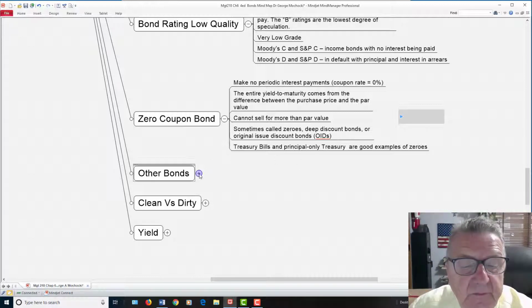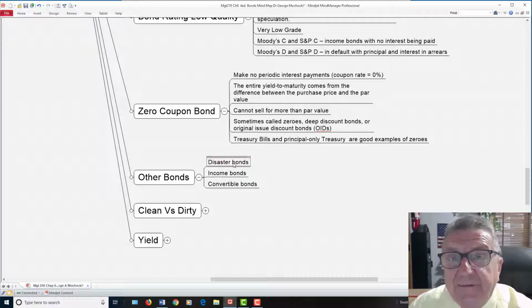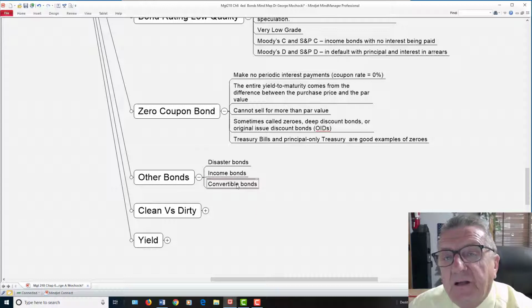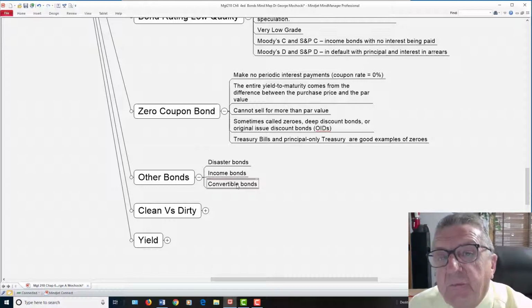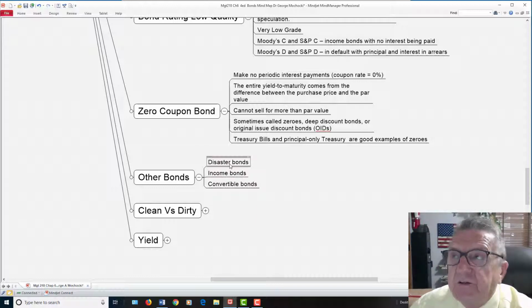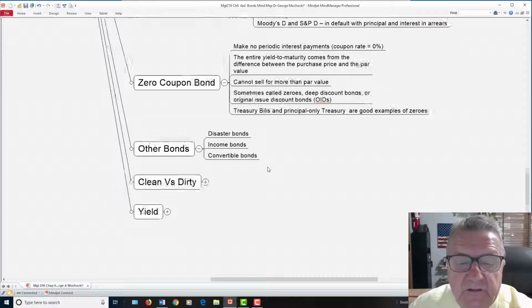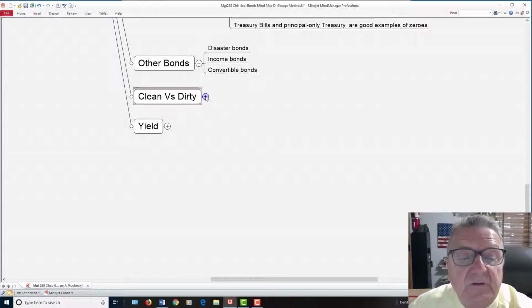Other types of bonds you have are disaster bonds, income bonds, convertible bonds. Convertible bonds, I could convert them back to stocks in the future. It depends what the terms and conditions are. Do I, as the issuer, convert them, or do you convert them as the purchaser? And disaster bonds, in case something would happen, I have money to protect, only in case of a disaster.